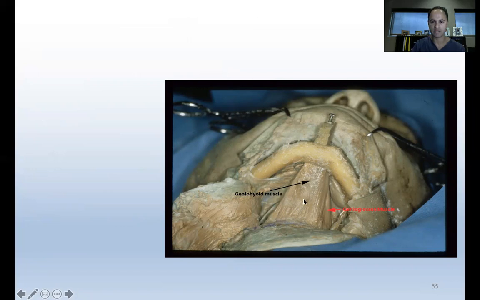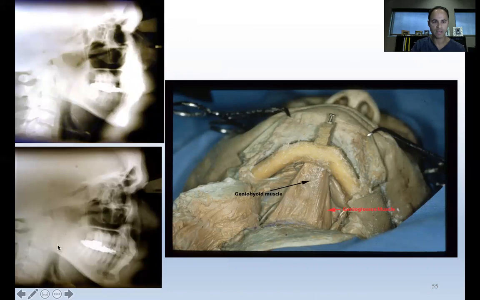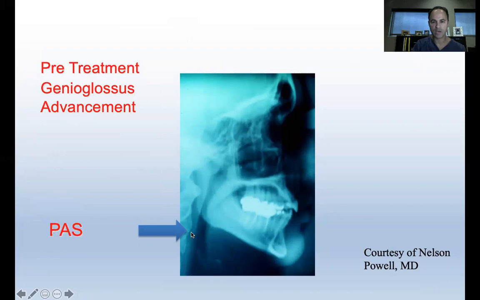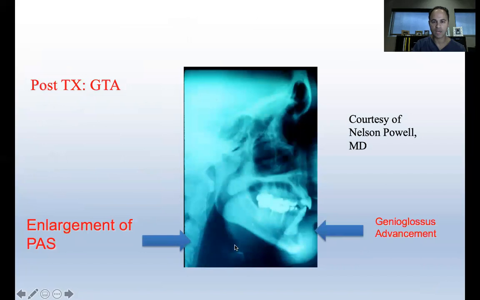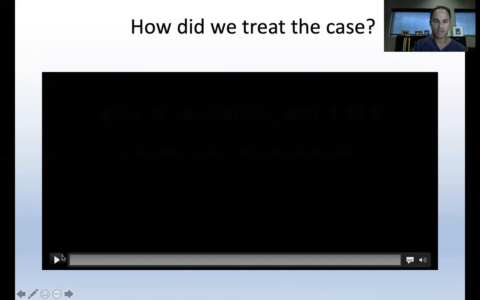And we're improving the airway from a small posterior airway space to a larger posterior airway space. You can see here a small posterior airway space. This is courtesy of my mentor, Dr. Nelson Powell, to a larger posterior airway space just by moving the genioglossus. This is how we do that case.